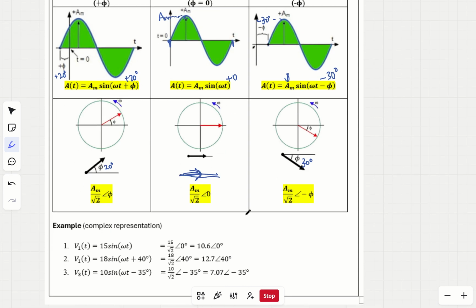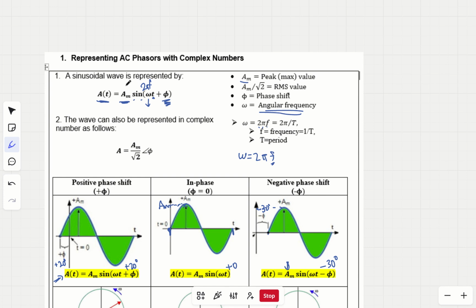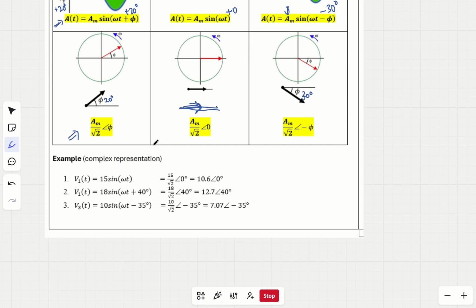The third thing is we can also represent this sine wave in a complex format. This is called complex representation. It's a very straightforward conversion. We just take the peak value, divide by square root 2. So this is the RMS value of a sine wave. You just take the peak value, divide by square root 2. Then you put this angle symbol, like this. Then you write the angle, the phase. That's all. I'll show some examples here.